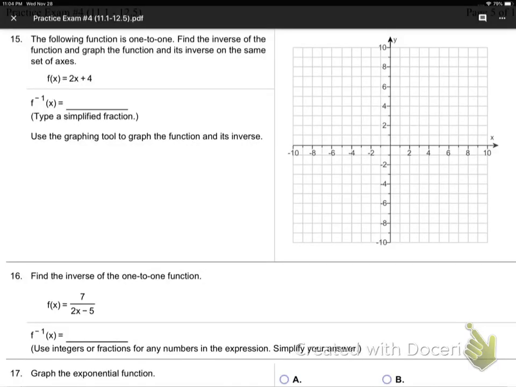Okay, so number 15, they're giving me this function. They want me to find the inverse. How do you, and put steps up here, how do you find an inverse function? Step 1, you switch or invert X and Y.